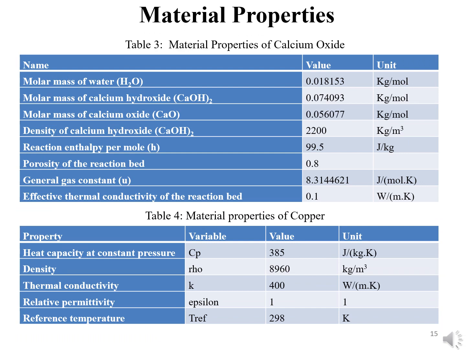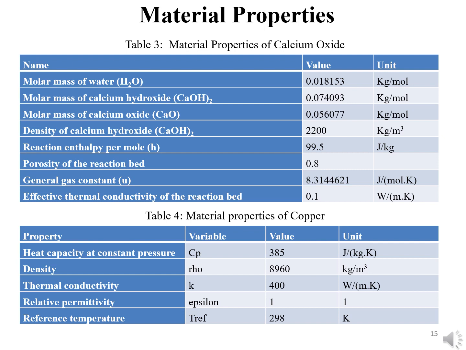So now let's jump on to the next slide, which is about the material properties. So as we all know, selecting the best material for the thermochemical heat energy storage is a very important factor, and in our thermochemical heat energy storage we chose calcium oxide. So table 3 shows the material properties of calcium oxide. So as we can see in this table, the molar mass of water, calcium hydroxide and calcium oxide is 0.018153 kg per mole, then 0.074093 kg per mole, and then 0.056077 kg per mole, and all the properties are mentioned in this table.